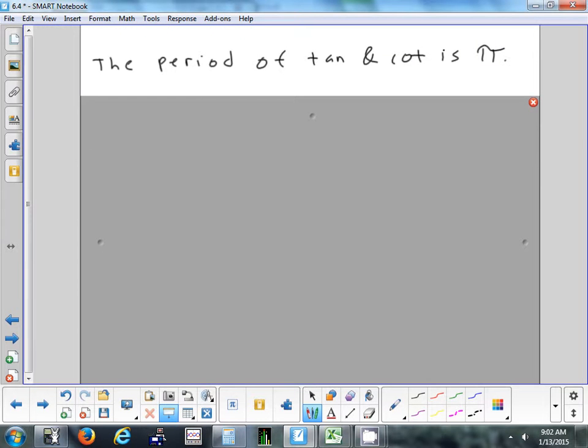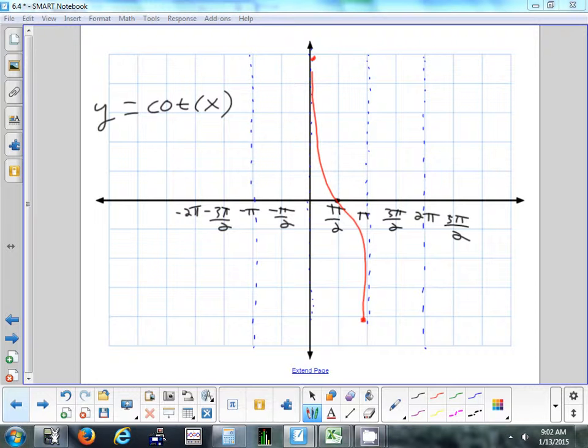So looking at our picture, I think we can see how often these asymptotes repeat. If you get one at 0, pi, 2 pi, 3 pi, 4 pi, 5 pi, how often are they repeating? In other words, what are we adding to get from pi to 2 pi, from 2 pi to 3 pi, 3 pi to 4 pi? Pi? We're adding pi, right?